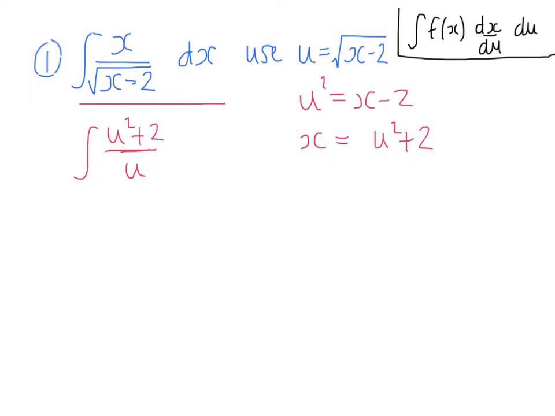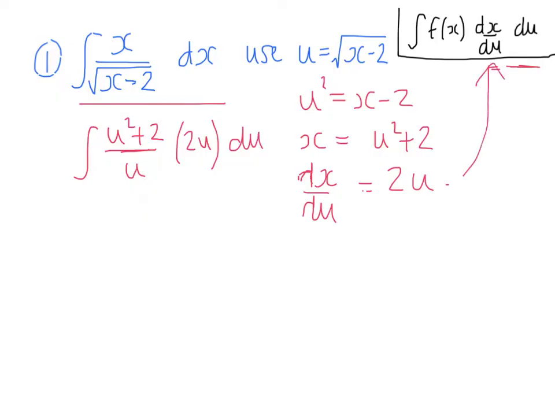Now we've also got to replace the dx by a dx/du. The easiest way here is to differentiate the term that we've got here. So du/dx is, or dx/du is, 2u. We then put our dx/du term, 2u, in, and then du. Then we can integrate with respect to u. We can cancel out one of the u's, and we're just left with the integral of 2u squared plus 4, just multiplying out the two terms, with respect to u.